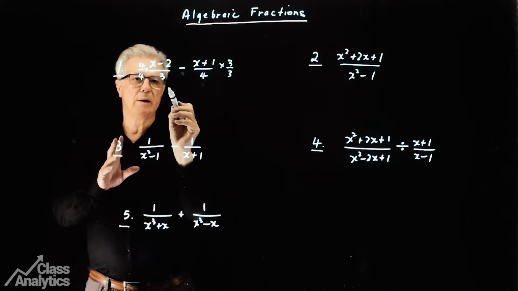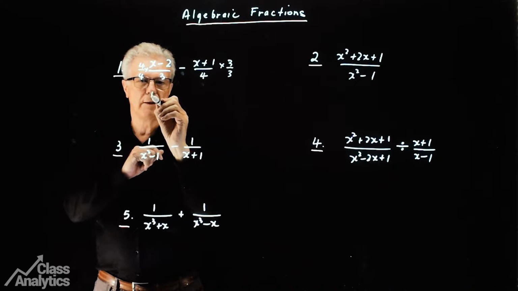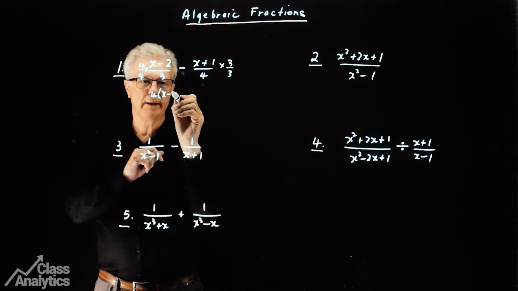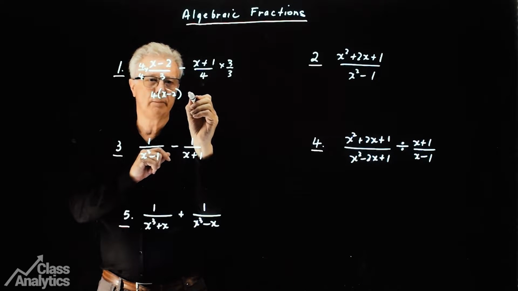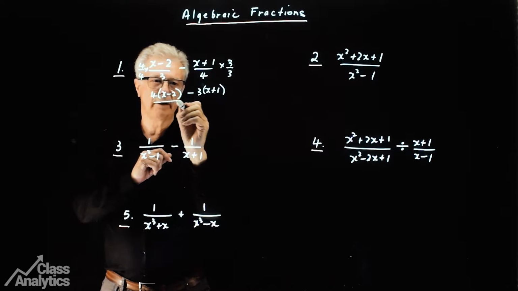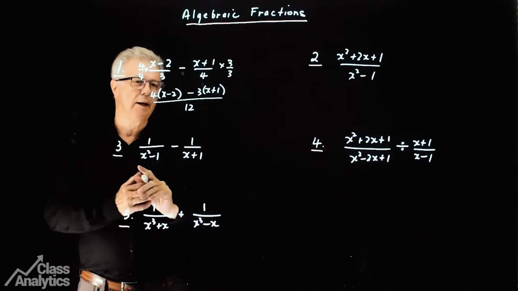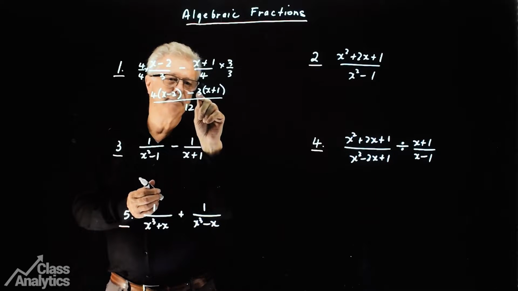Okay, now what I'll do here is, don't multiply it out, just do this little step. 4, put a bracket around it here like that. And then I'll put a minus sign here, 3 outside of x plus 1. And we're going to put it all over 12, because we know it's all going to be over 12 because these are both the same. And that way you avoid making an error.